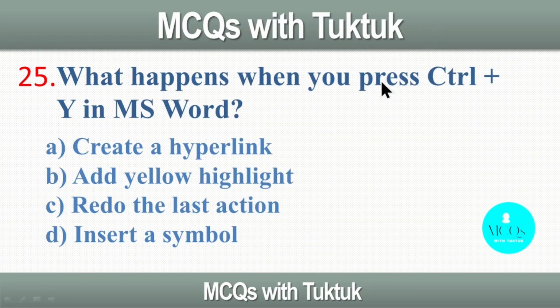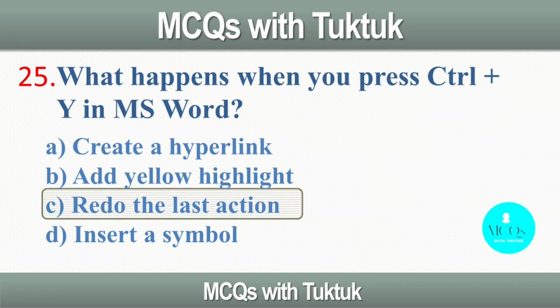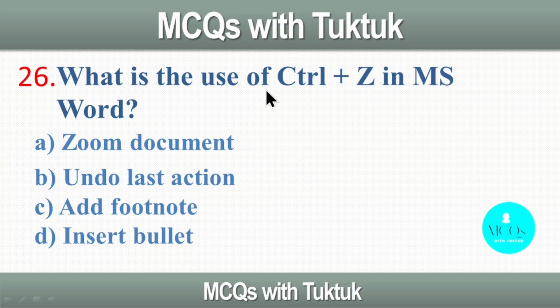What happens when you press Ctrl+Y? Ctrl+Y is used for redo the work that you have done. Redo the last action is Ctrl+Y. What is the function of Ctrl+Z? Ctrl+Z is used for undo the last change. Suppose you created a text and you want to undo it, you have to press Ctrl+Z. Again, if you want to redo that, you have to press Ctrl+Y. So Ctrl+Z and Ctrl+Y are mostly used.